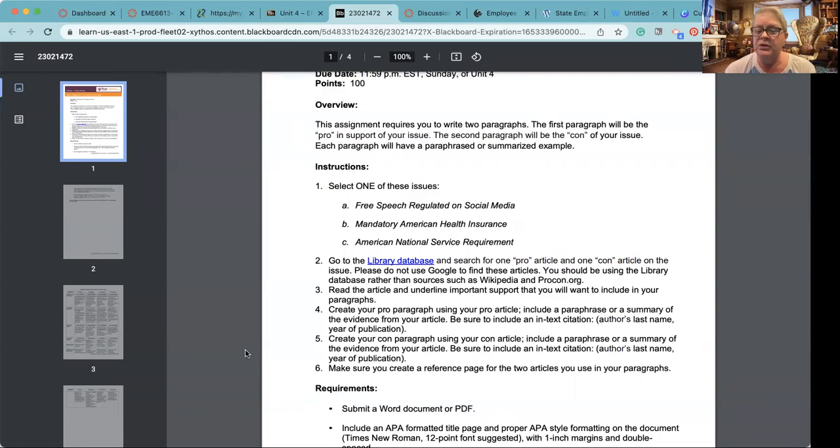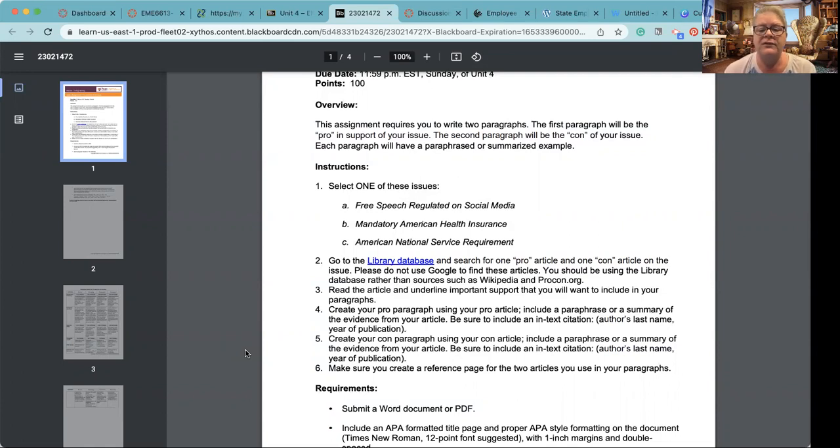So you want to do your references before you do anything else. You want to set that up before you actually cite the sources within the paragraphs themselves. You should have two sources on your references page. You should have two paragraphs. There should be at least one in-text citation in each of those paragraphs from those two articles. And you should be paraphrasing them.